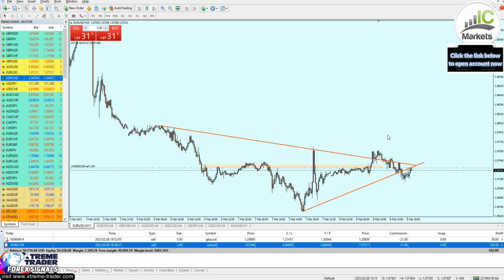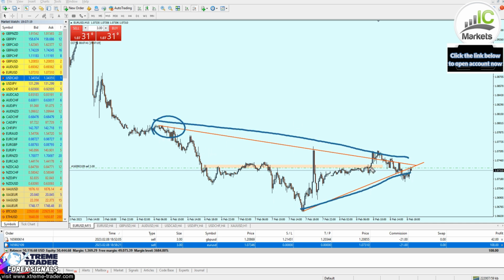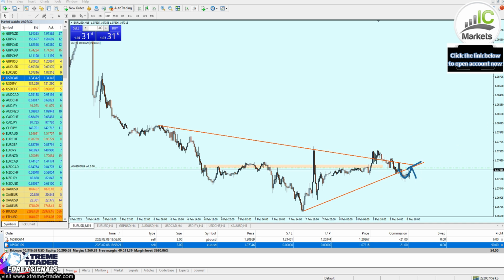Now for the Euro USD, let me just explain to you the setup that we have done right here. Very similar, of course, to the pound USD. We had right here the triangle. As you can see, this was the triangle, and that is of course where the market has been ranging inside of that triangle, and recently the market has made the bearish breakout, and right now it's retesting.